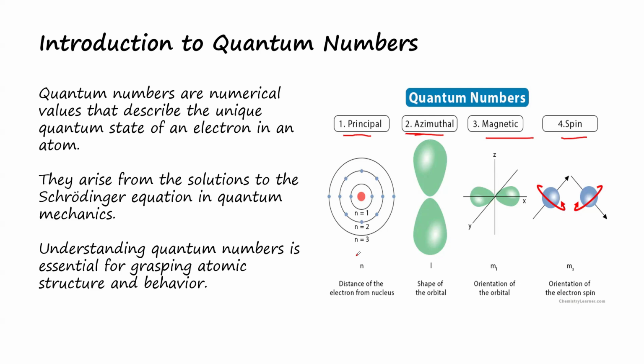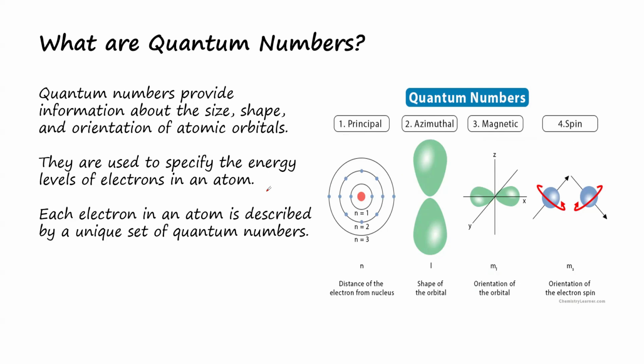The principal quantum number is represented with the small letter n. The azimuthal quantum number is represented with the small letter l, while the magnetic quantum number is represented with small letter m, subscript l, and the spin quantum number is represented with small letter m with subscript s. These are the four quantum numbers that we have in chemistry.